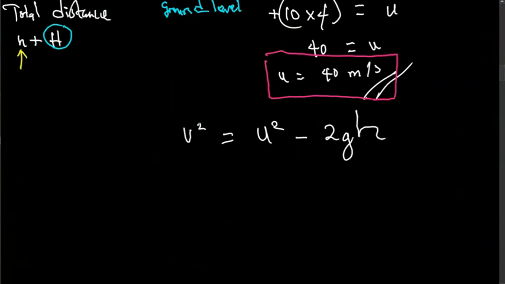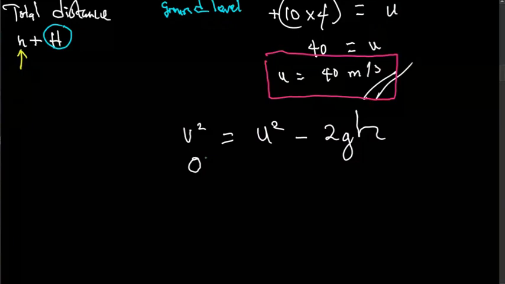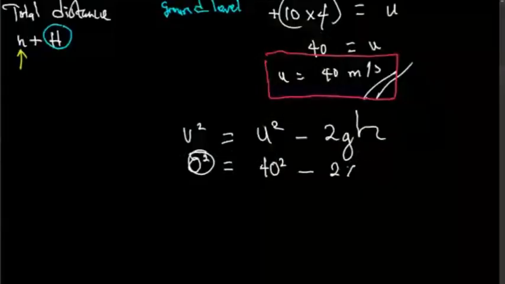What's our V, the final velocity? Because at maximum height, the body stops momentarily before falling back down. So final velocity is equal to 0 squared. 0 squared is the same thing as 0. U squared, our U is 40 meters per second. So we have 40 squared minus 2 times G, which is 10, times the height, which we are looking for, H.